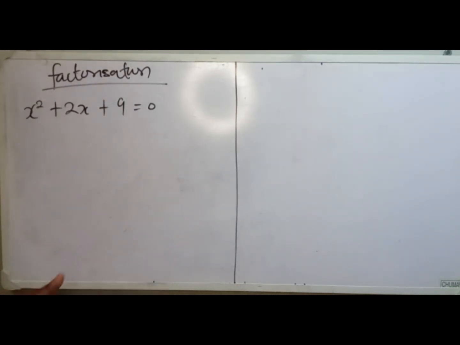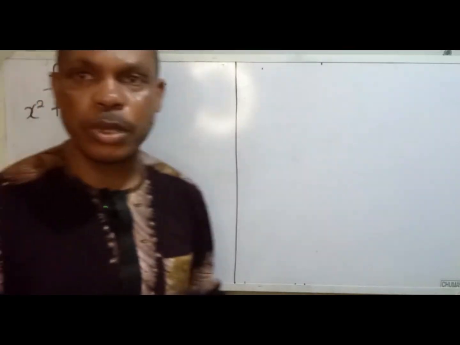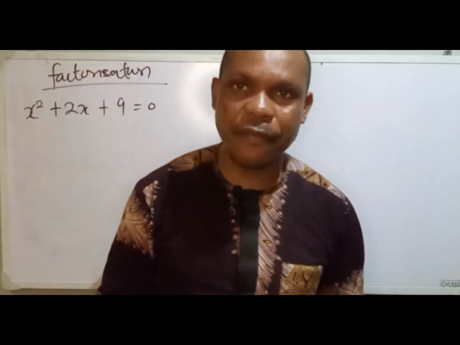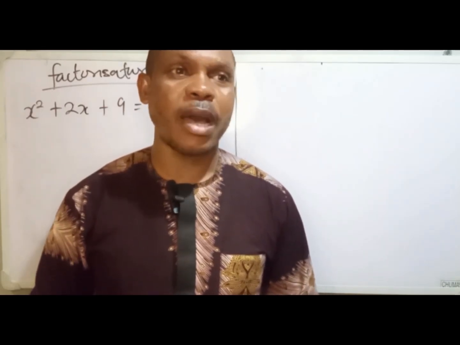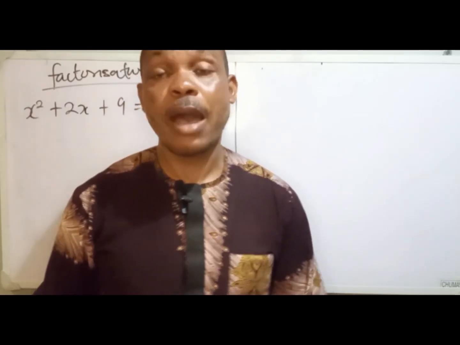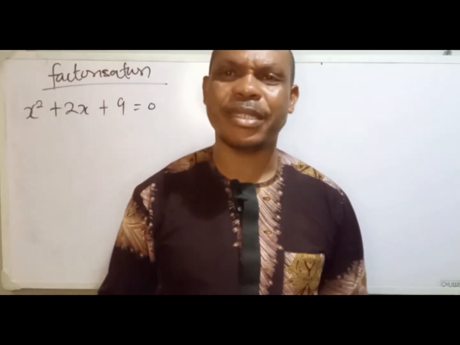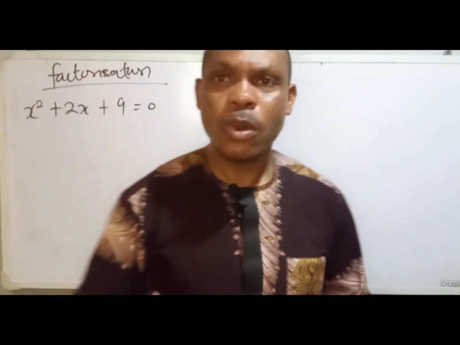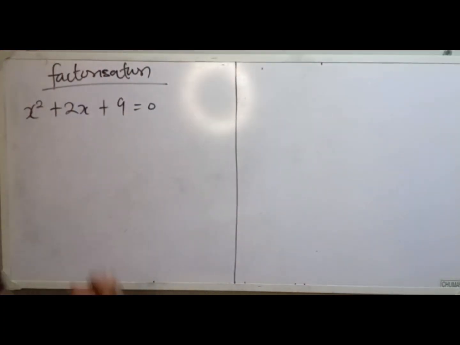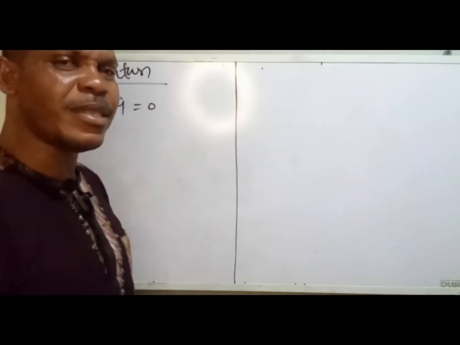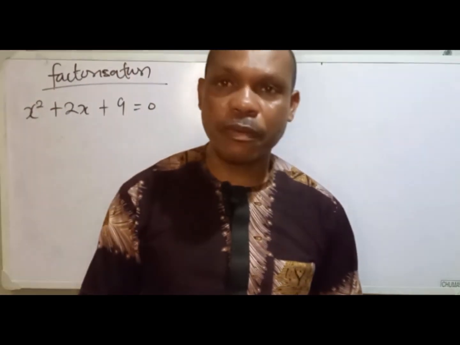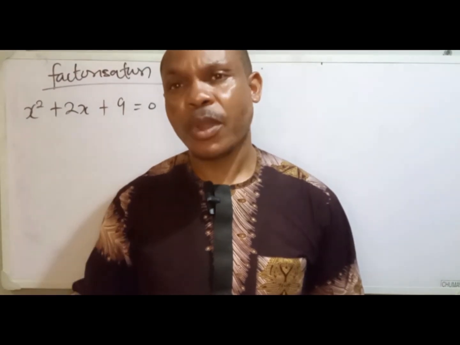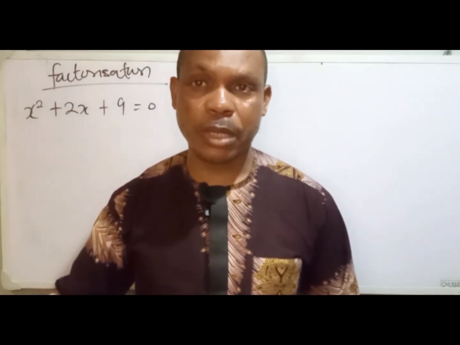If the factorization method of solving quadratic equations was successful, was just perfect, was just enough, why then do we need the completing the square method? What is the essence of having the completing the square method? What is the reason? So that's what we just want to look at now. The reason is because there are some quadratic equations that cannot be solved using the factorization method.